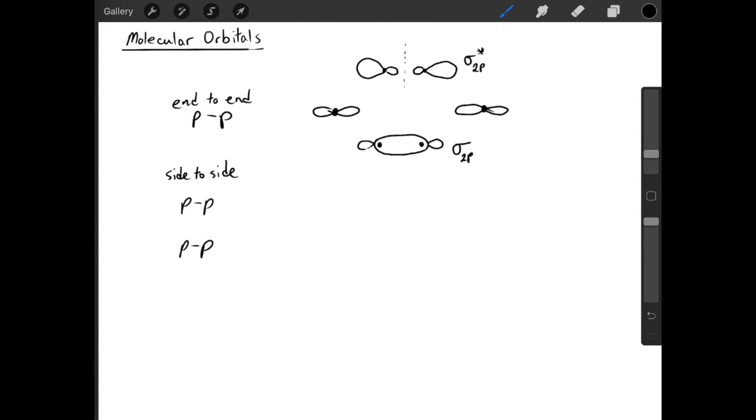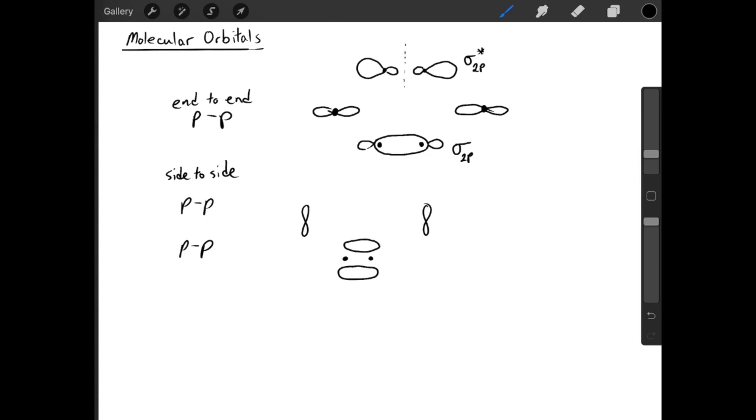The other two overlaps that can happen with p orbitals are the side-to-side overlaps. So you can have direct side-to-side overlap where they're aligned vertically, and you end up with a bonding and an antibonding orbital. In the bonding orbital, it's hard to draw in 2 dimensions, but you can imagine that some electron density is going to be above and between the nuclei and below and between the nuclei. So the net effect is that the nuclei are pulled towards each other.